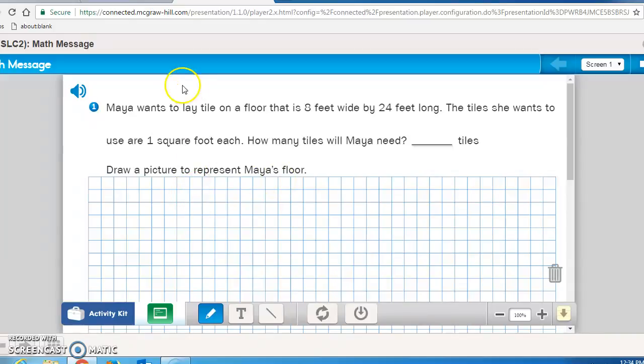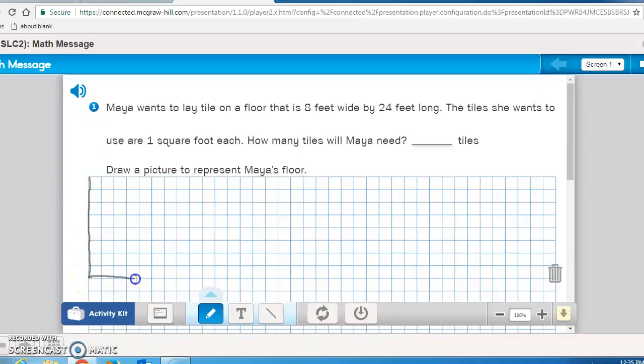Well, if Maya wants to lay tile on a floor that is 8 feet wide, I would draw it that each square is a foot. So this would be 1 foot, 2 foot, 3 foot, 4 foot, 5 foot, 6 foot, 7 foot, 8 foot. And then I have it 24 feet long, so I would draw it 24 feet. Remember, it even says it's going to be a rectangle. So it needs to look like a rectangle, like a room.